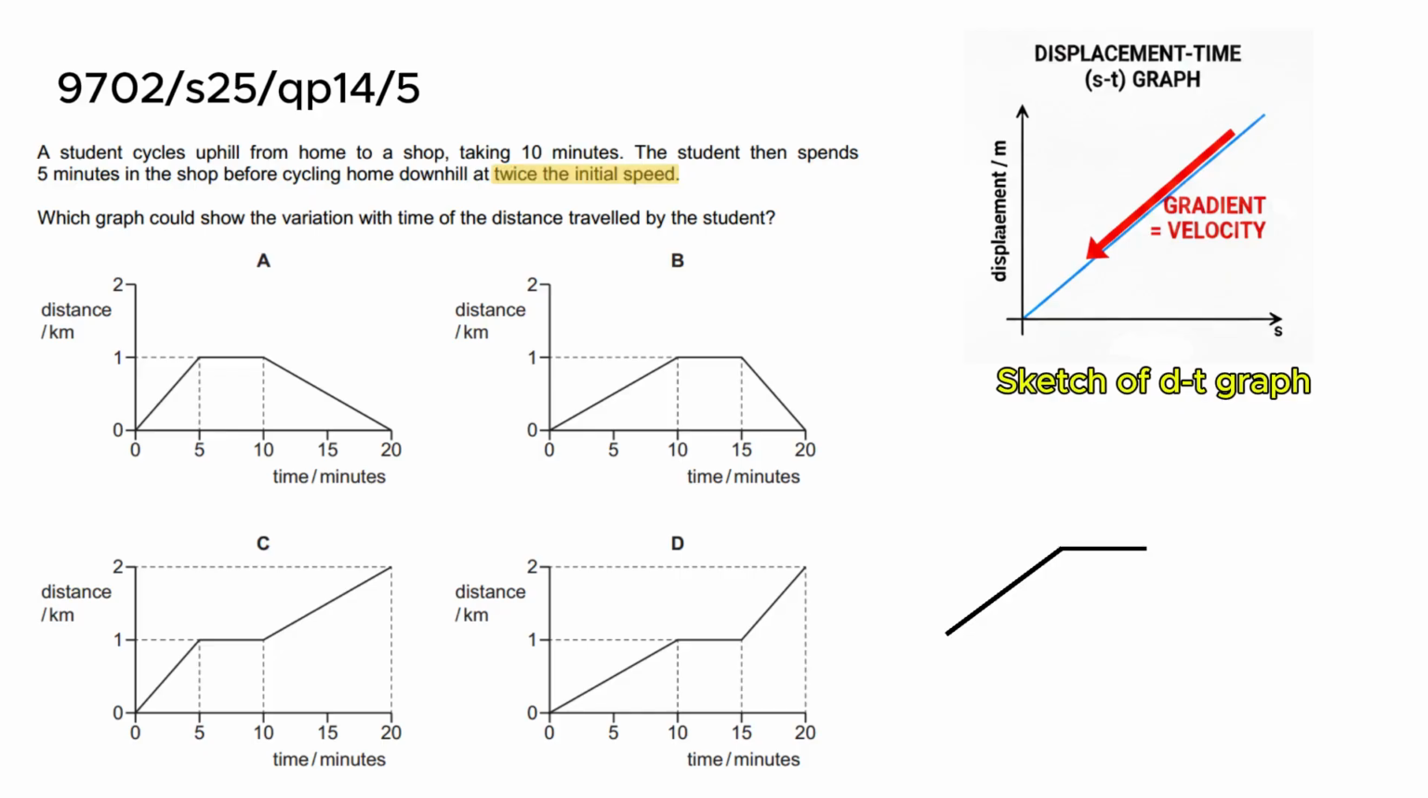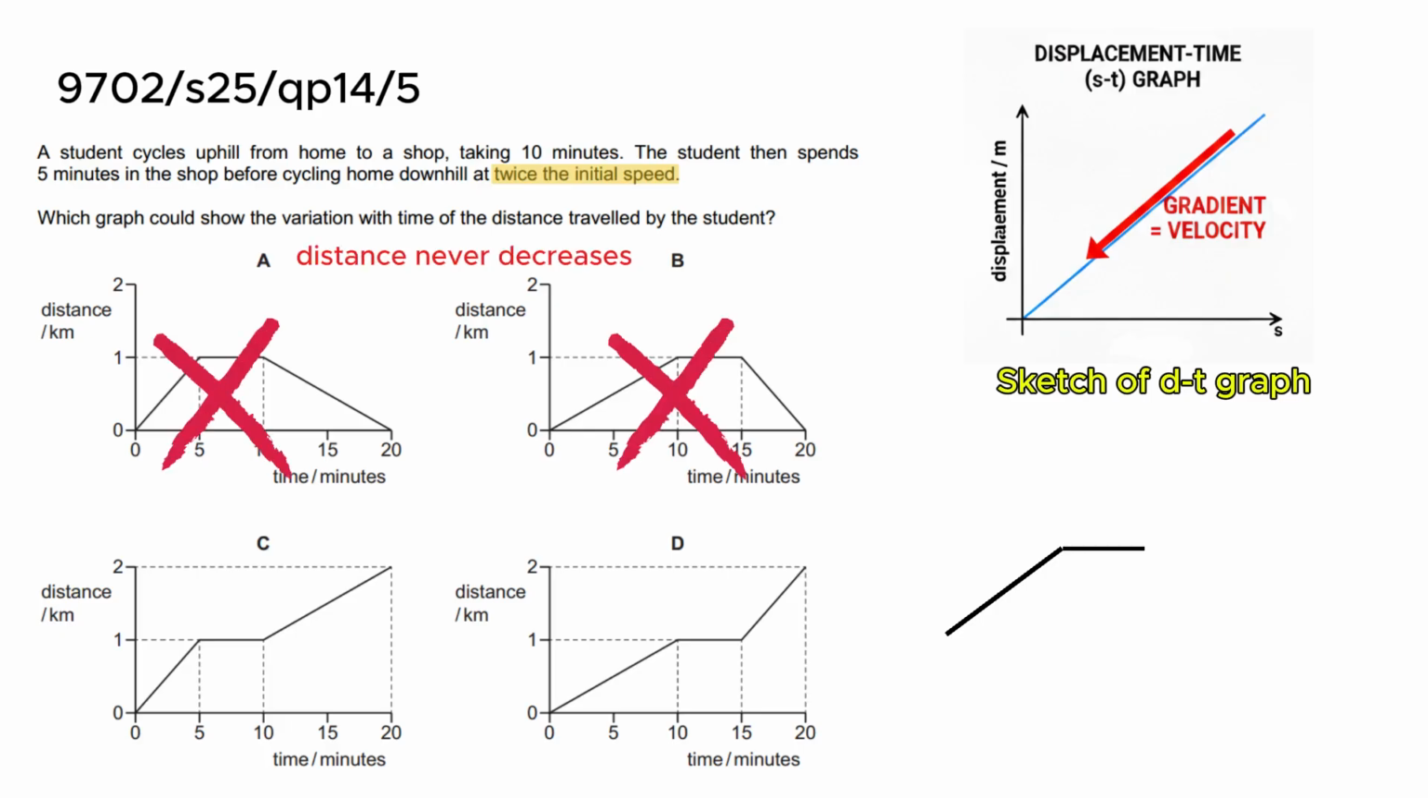They cycle home at twice the initial speed. Since it's a distance graph, the line must keep going up, not down. Distance never decreases. That immediately eliminates A and B. Because the speed is doubled, the gradient of the final section must be twice as steep as the first section.